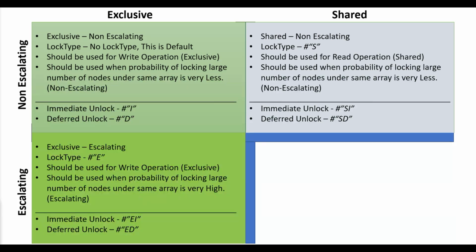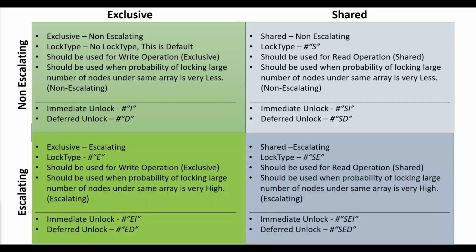Third pair is exclusive escalating. We need to specify lock type hash E while locking or unlocking. Since this is exclusive, it should be used only where you are performing a write operation. Since this is escalating, it should be used only where the probability of locking a large number of nodes under the same array is very high.